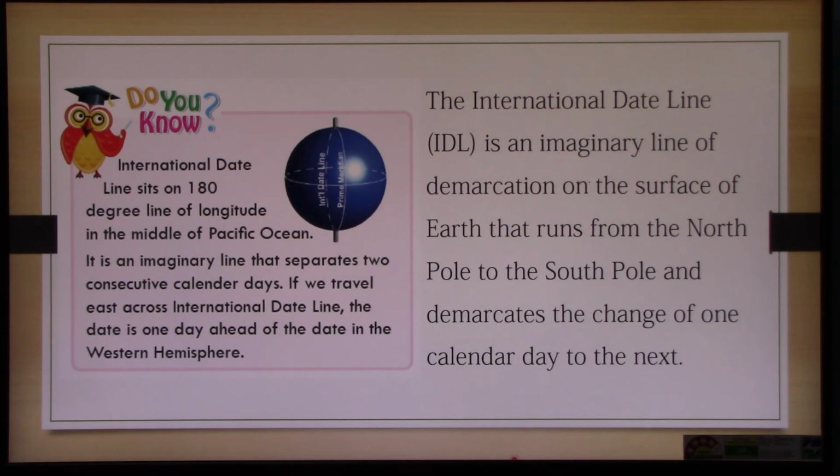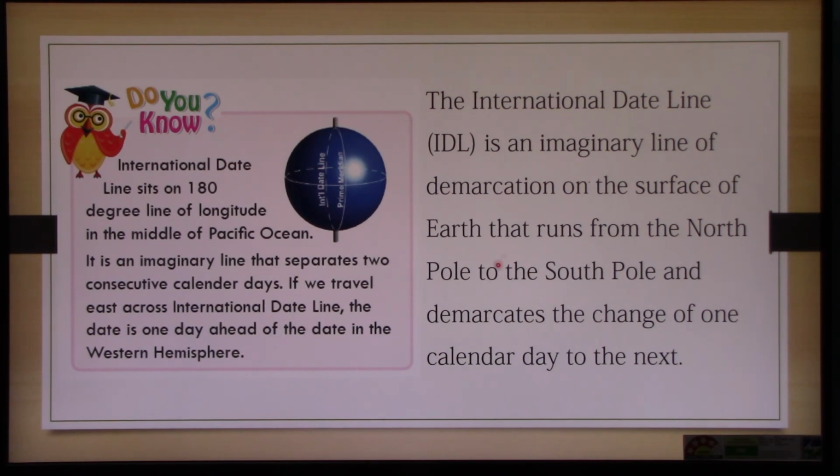Now see this, the international date line is also an imaginary line. Any line, children, that we talk about on the globe is not drawn anywhere. There are no lines drawn on the globe, right? These are just imaginary. So like the lines of latitude and the lines of longitude, the international date line is also an imaginary line of demarcation, which means what? Demarcation, a marking scheme, right? A demarcation on the surface of Earth that runs from North Pole to South Pole and demarcates the change of one calendar day to the next.